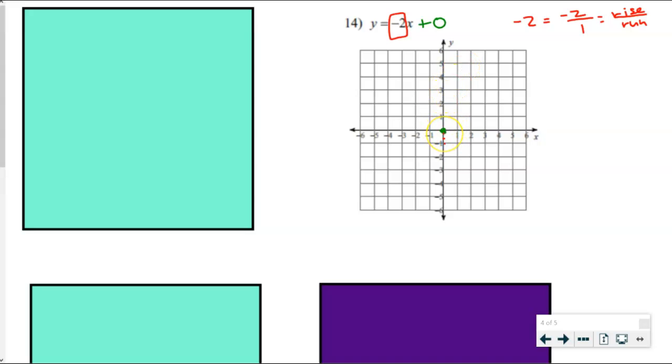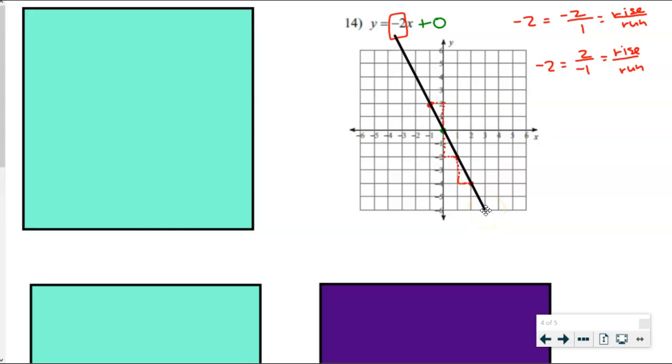So from here, rising negative 2, running positive 1, positive direction. Continue that. Rising negative 2, running positive 1. We're not done. Eyes on the screen one more time. Is it okay if I say this? 2 over negative 1. Yeah, because that's going to make the rise be a positive 2 and the run a negative 1. So I would be going in the negative direction, and look at that. It is all lying on the same line, yes?